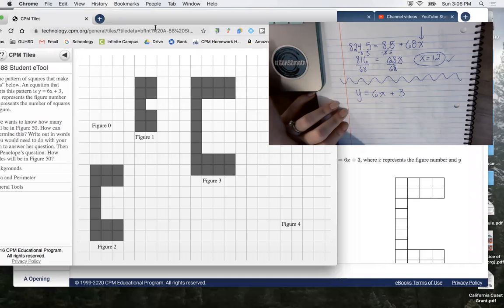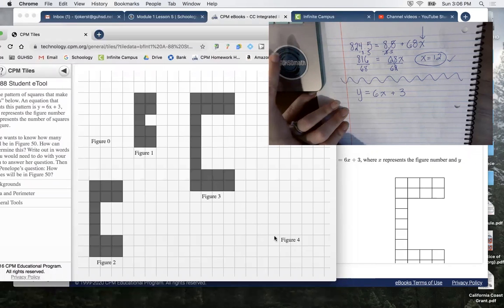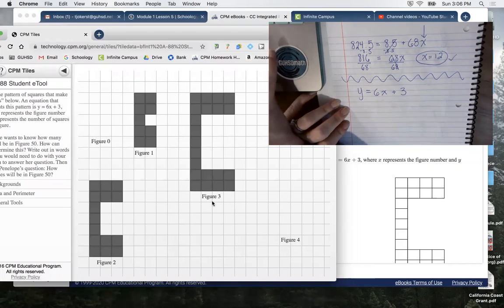So here is an e-tool that they gave for this problem. You'll see figure 0. Ooh, that's weird. I wonder what that means. We have a figure 4. I can kind of see that, well, that one we probably would want to build the next figure to figure out how many there are. So we have this going on right here. Here's figure 1, figure 2, figure 3.